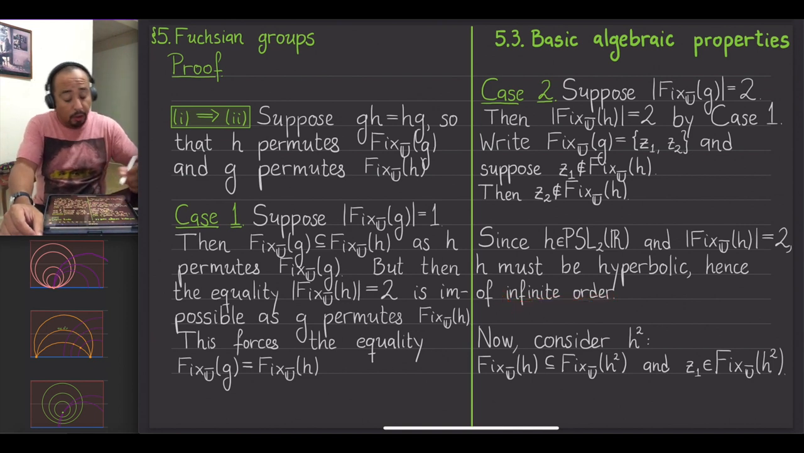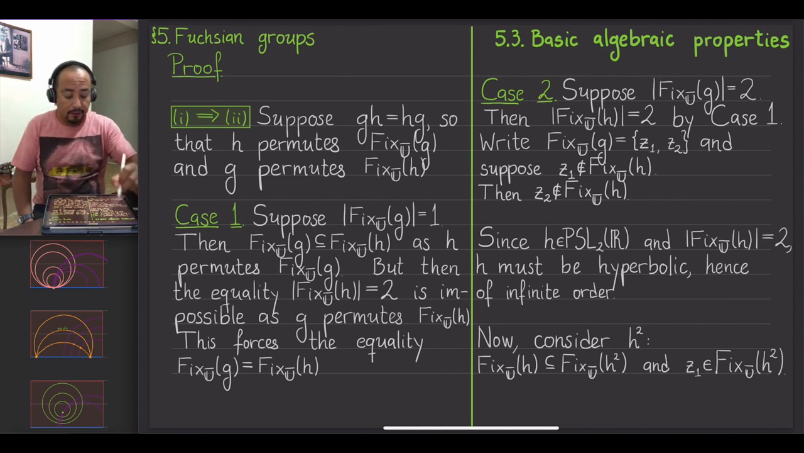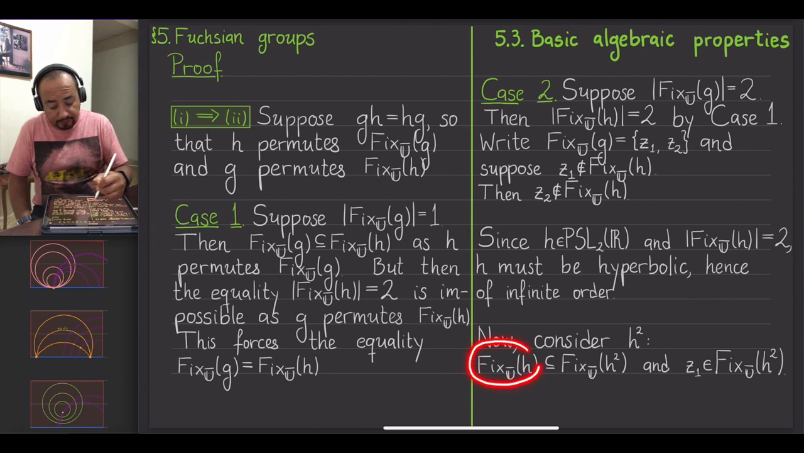That on the one hand. On the other hand, once more, H permutes this set, right? And actually, I'm assuming that it permutes it not trivially, like this way. Okay, but then H square, which is also hyperbolic, hence also of infinite order, fixes both Z1 and Z2. Okay, so in particular, Z1 is a fixed point of H square. But also, we know that anything fixed by H is of course fixed by H square, right? That's obvious.